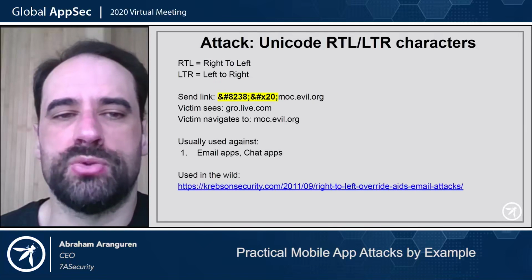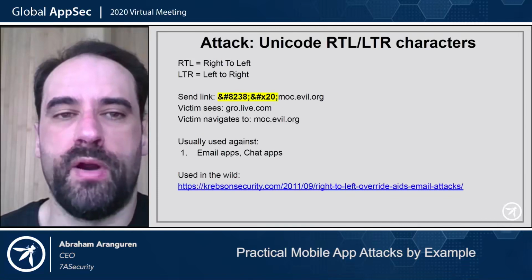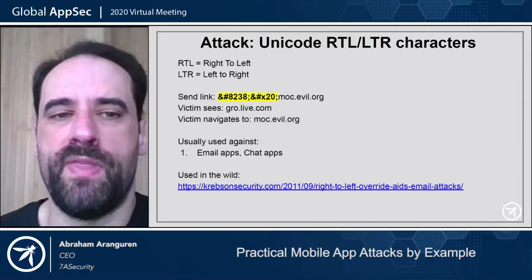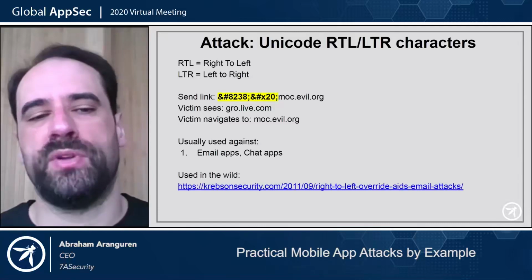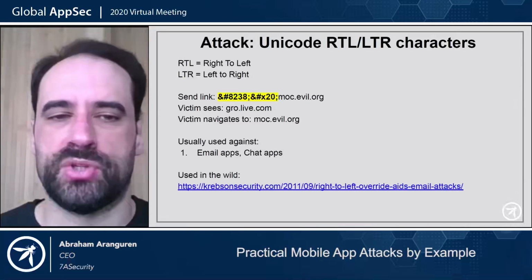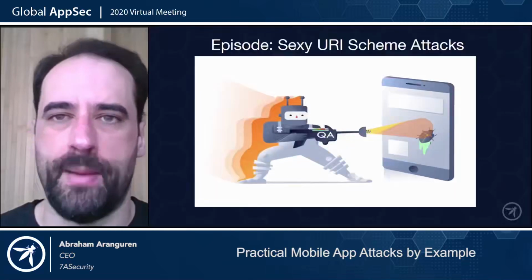So the victim is going to see this, but when the victim clicks on this, they are really going to go to this URL, right? Because we use these characters, so it's really the reverse of what the user sees. So this is another way for phishing attacks and other stuff like that, that sometimes works, right? So you can use this against email applications or chat applications and see what happens.